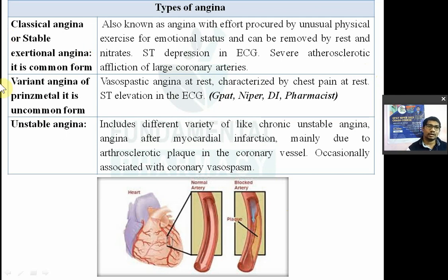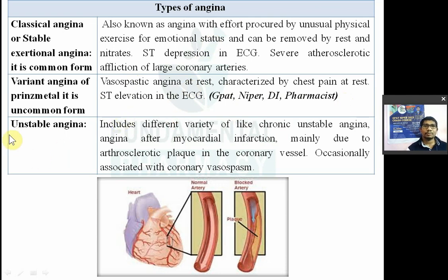Second type is variant angina or Prinzmetal angina. It is an uncommon form of angina. So it is not a common form, variant angina or Prinzmetal angina. It is also known as vasospastic angina, vasospastic angina at rest. It is characterized by chest pain at rest. You are sitting, you are not doing any work, and even then if you get chest pain, that is a variant angina. There is an ST wave elevation. Here there was depression, here elevation means it becomes raised.